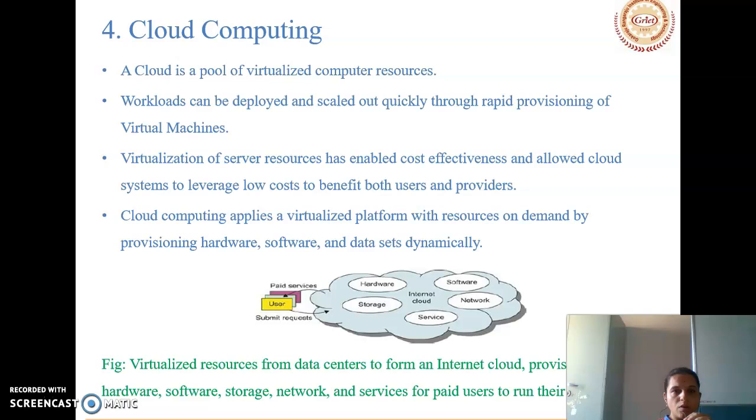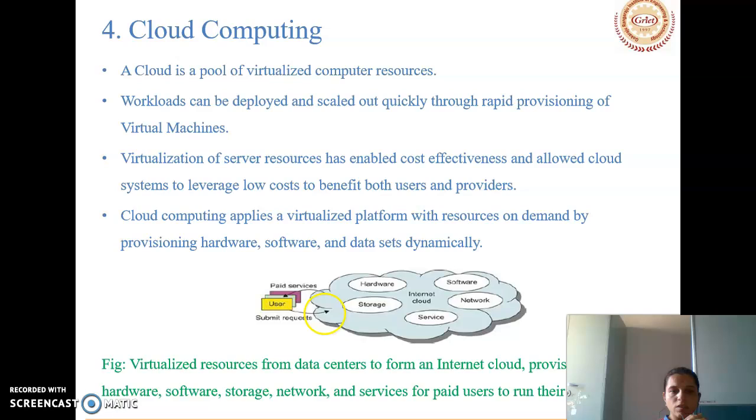Next one is the last one, cloud computing. A cloud is a pool of virtualized computer resources. Workloads can be deployed and scaled out quickly through the rapid provisioning of virtual machines. Virtualization of server resources has enabled cost effectiveness and allowed cloud systems to leverage low cost to benefit both users and providers. Here, cloud computing applies a virtualized platform with resources on demand by provisioning hardware, software, and datasets dynamically.